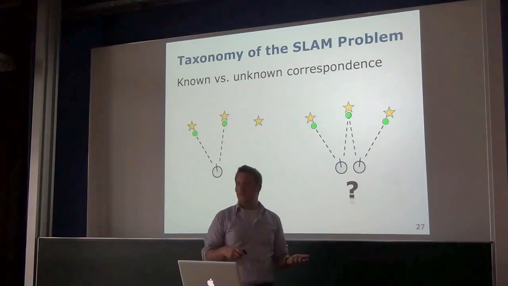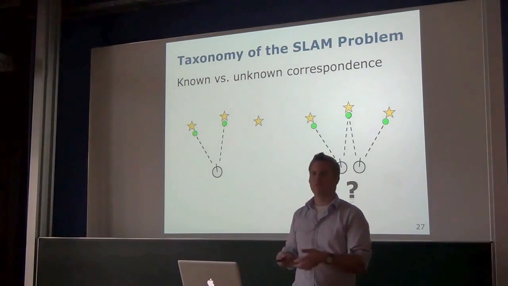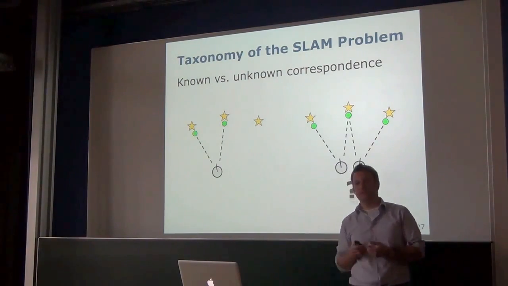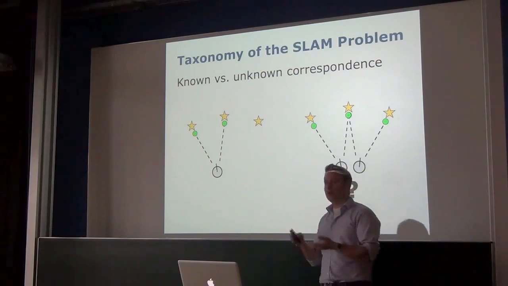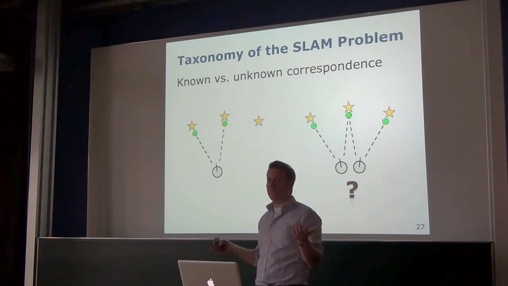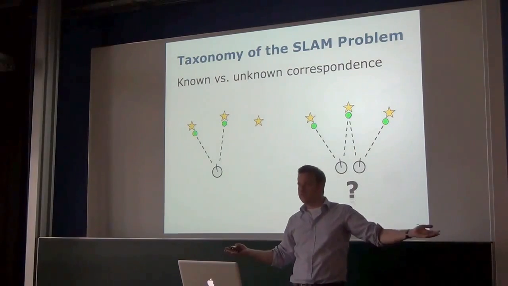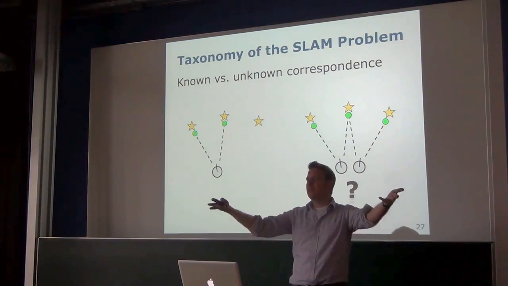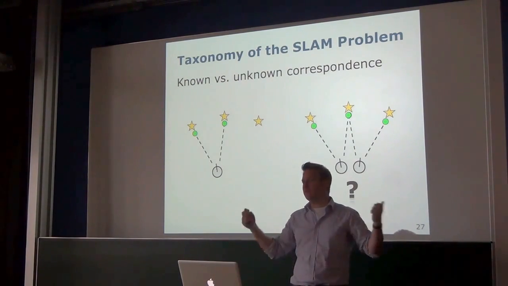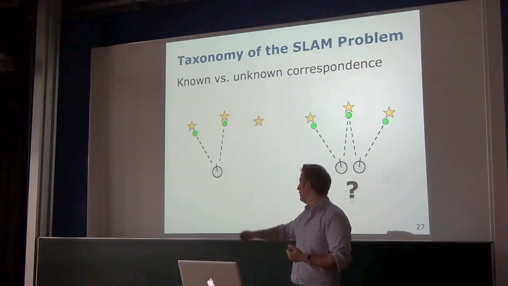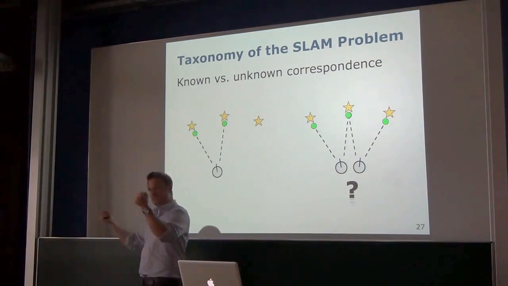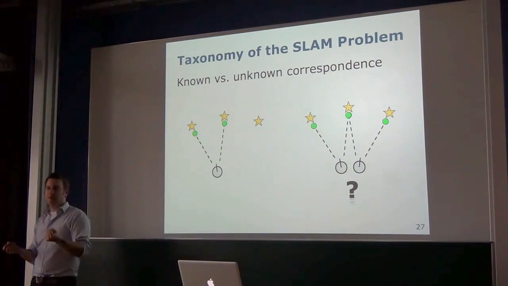Some algorithms can deal with unknown correspondences, which is nicer, but typically computationally more costly because there are more potential hypotheses about what the world looks like. So here you can say, either the world looks like this or the world looks like this. I simply don't know, but I may be able to maintain two different estimates of what the environment looks like. Compared to the case where I say, with known correspondences, it can only look like this.